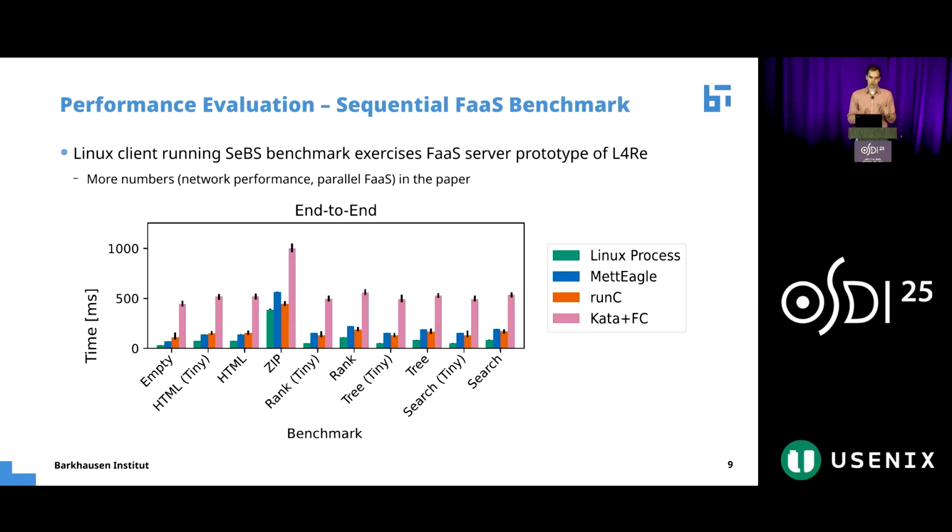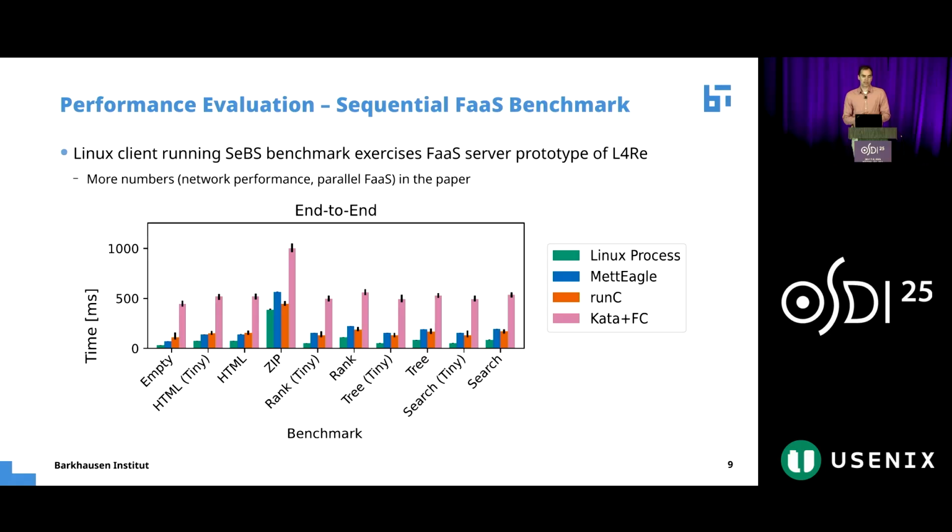What you can see here in the plot is on the y-axis the end-to-end latency of the serverless infrastructure in milliseconds, and on the x-axis you see different benchmark types. So we have a benchmark for HTML generation, a benchmark for file compression, and several graph processing benchmarks with varying problem sizes, which are indicated by those tiny suffixes, or if it's missing, then it's a standard problem size.